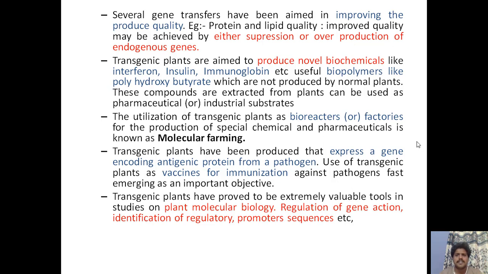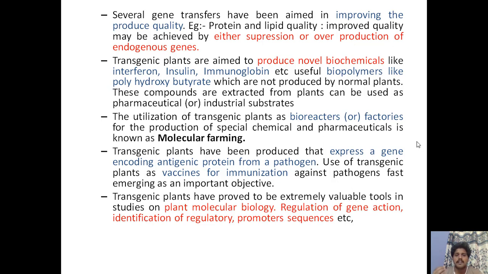Then several gene transfers are aimed at improving the produce quality. For example, protein and lipid quality can be improved. This can be achieved either by suppression or overproduction of some exogenous genes. So we are trying to suppress some gene or we are trying to encourage that gene. Then transgenic plants are aimed to produce novel biochemicals such as interferon, insulin, immunoglobulin, etc.